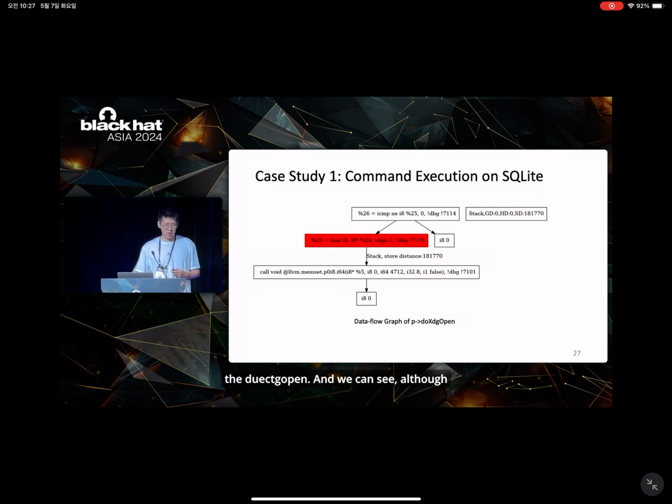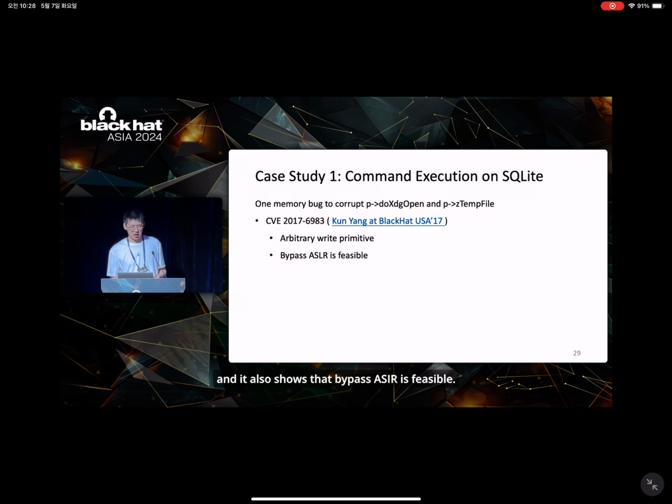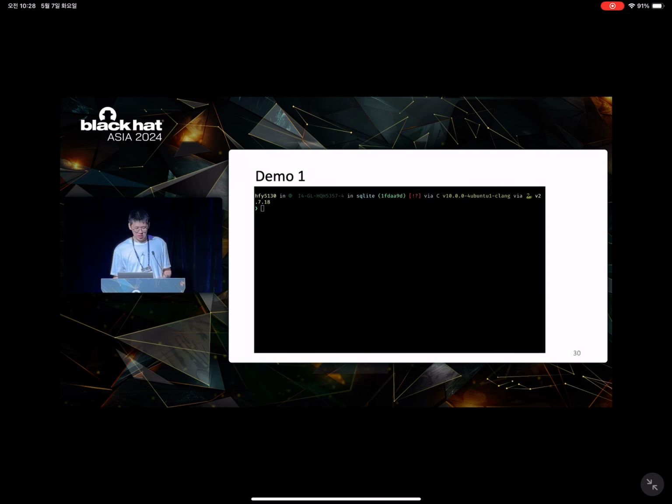So after identifying these two interesting critical data, we need a memory bug to build our attack. Through the CVE investigation, we identified a type confusion bug proposed by Kun Yang at Black Hat USA 17. With this bug, we can get the arbitrary write primitive, and it also shows that bypassing ASLR is feasible. And here is the attack demo.